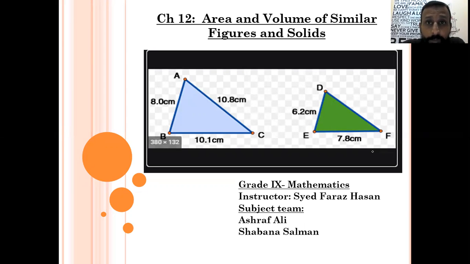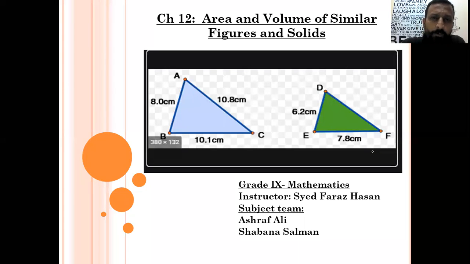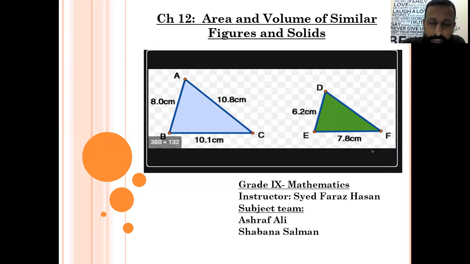Dear students, today we will be starting a new chapter. This is chapter number 12 of your maths book 3, the area and the volume of similar figures and solids. In the first exercise, that is 12a, we will be learning how to find unknown area and a side from given pair of similar figures. And in the next exercise 12b, we will be learning about volumes and other unknown lengths.